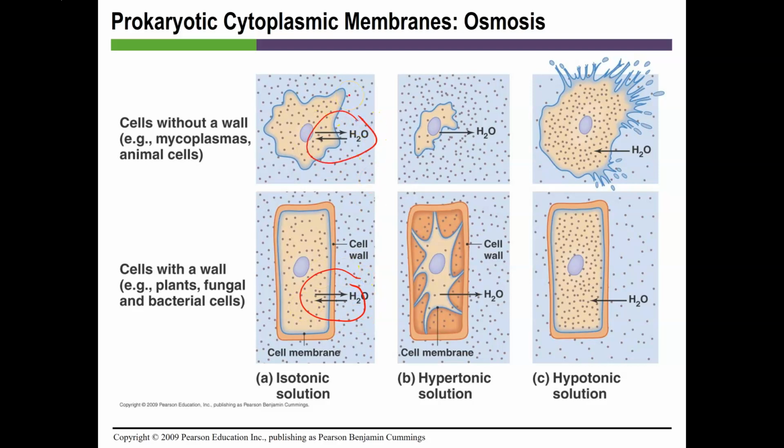In a hypertonic solution, what we're saying is that the outside of the cell has a higher concentration of solutes. More dissolved stuff exists outside of the cell than inside. Remember, we're comparing two solutions, so the outside has to be hypertonic. The outside is hypertonic while the inside is hypotonic, meaning having a lower concentration of solutes.